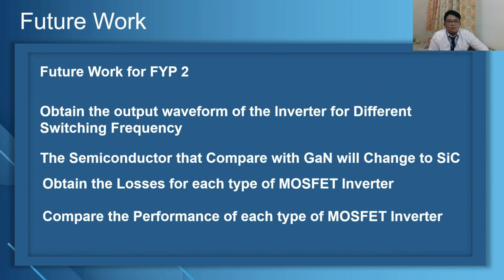Lastly is the future work for FYP2. In FYP2, I will obtain the output waveform of the inverter for different switching frequencies, and the semiconductor compared with gallium nitride will be changed to silicon carbide. I will also obtain the losses for each type of MOSFET inverter, and lastly, compare the performance of each type of MOSFET inverter.